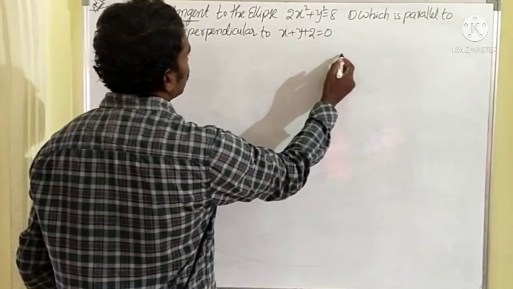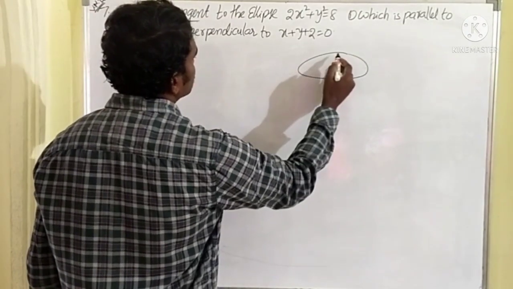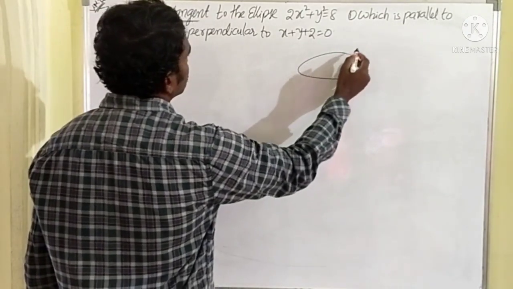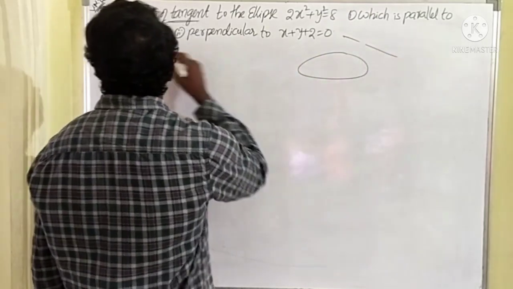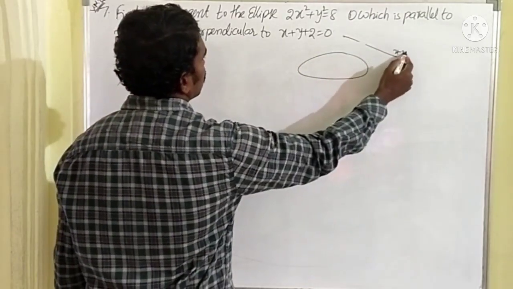Yes, so this is the ellipse. We should find the tangent, and some other line is there, x − 2y − 4 = 0.